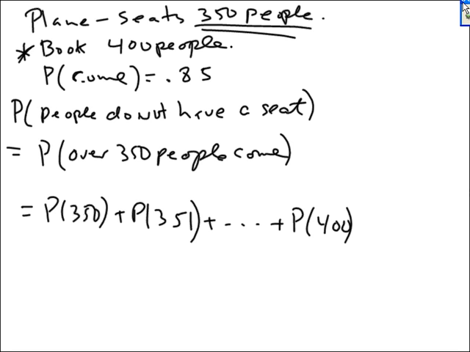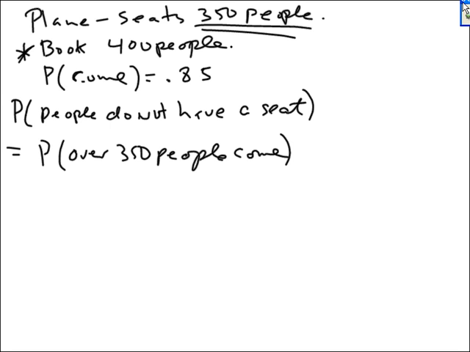And this is binomial because either they come or they don't come. But you don't want to calculate these 51 probabilities. You're climbing the walls trying to calculate 51 of these probabilities, then add them all up. So what we're going to do is approximate this by a normal distribution.